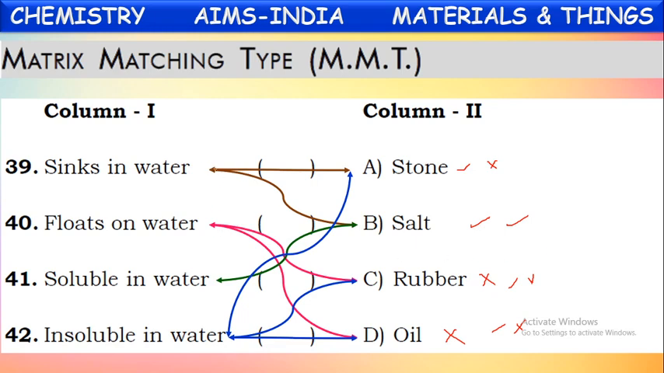Now here also we are getting more than one correct matching for different options. See here, which are sinking in water. Correct options for this are A and B. Floating on water also two are there, so those two should be given, C and D. Next, soluble in water. Only one correct matching for this, that is salt, or B. Insoluble in water, there are three. Stone is insoluble, rubber and oil. These three are insoluble. Okay, that is the correct answer for this.